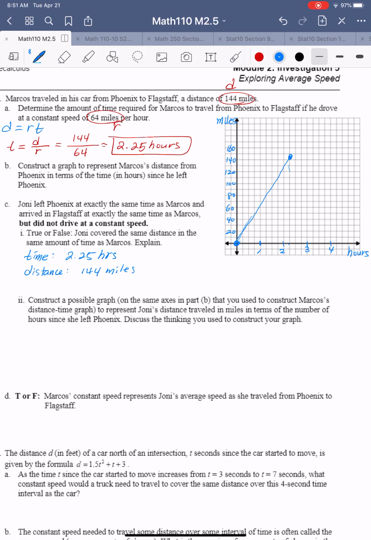True or false? Johnny covered the same distance in the same amount of time as Marcos? I think so, right? Same distance. Check. Same amount of time. You get a check. So yes, she did.